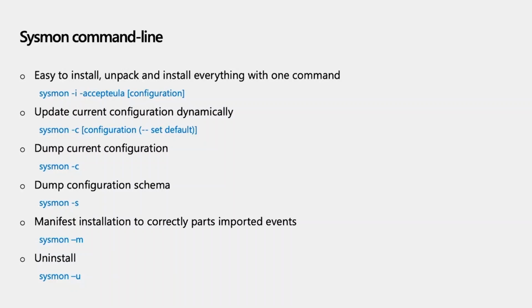You can dump the current configuration, so if you only use -c, you will see the current configuration being used. You can also dump the schema for the configuration, so if you want to learn about new events, that's a way to do it, or through the documentation we provide. You can install the manifest for the events, which is useful if you took events from Sysmon from a machine and you want to read them on another machine. You have to install the manifest to do that well. And of course, you can uninstall it pretty easily with -u.